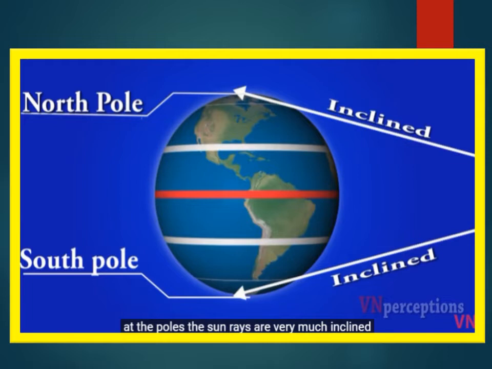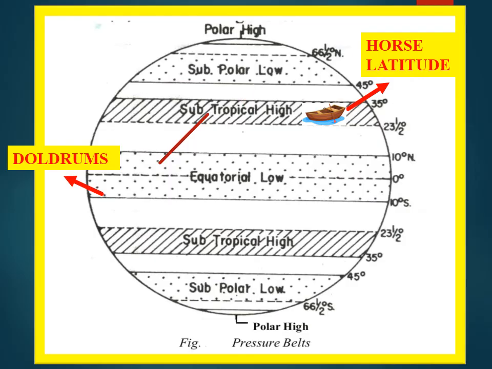As you know, the poles receive the inclined rays of the sun, not the vertical rays, so they hardly get any sun rays. This area doesn't get any heat, so it remains cold and frozen throughout the year, and since it is cold and frozen, the air here is dense, creating an area of high pressure. So we have polar high pressure between 70 to 90 degrees north and south of the equator. So you see children, we have the polar high pressure belt.